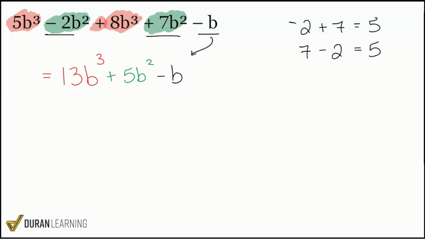And then over here, when we take a look at the negative 2 plus 7, all I did was use this little thing called the commutative property of addition, where if I have 1 plus 2, it's the same as 2 plus 1.